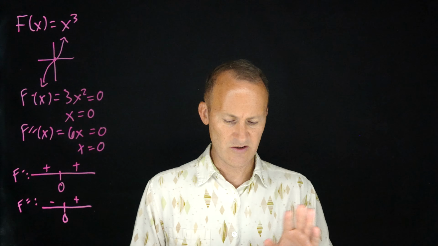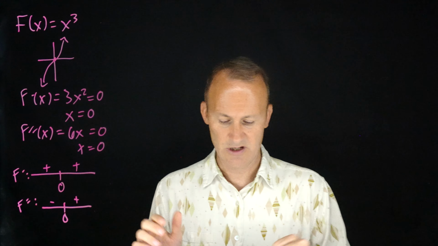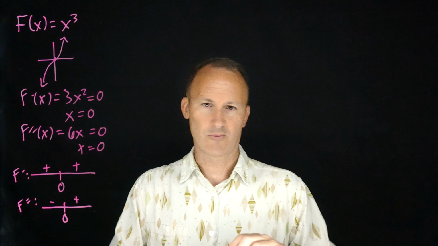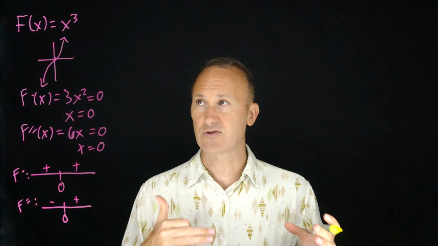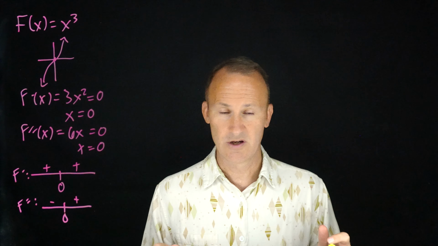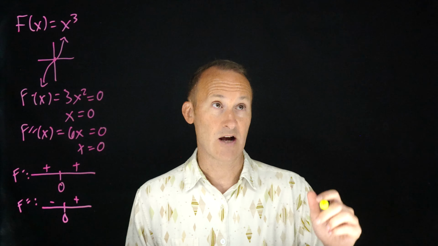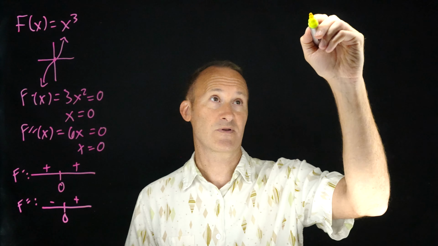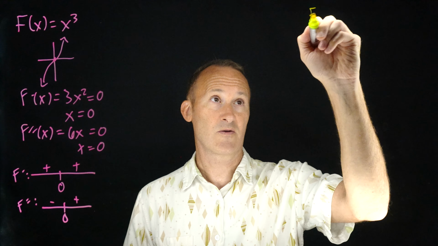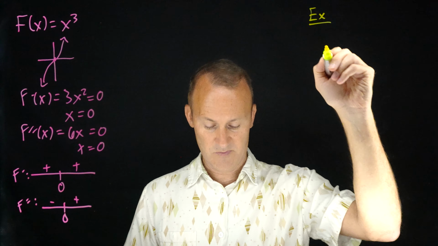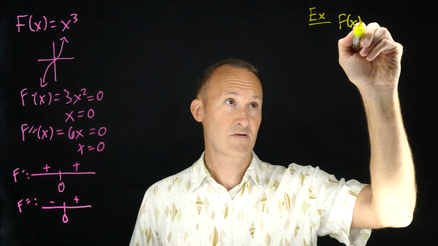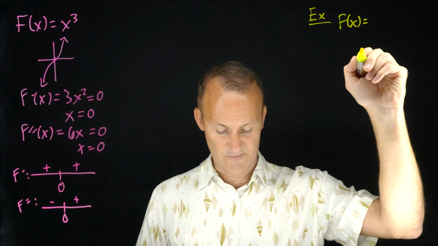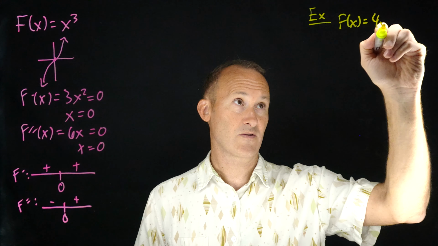Now, we can use all of this calculus to basically graph things. And it can definitely help us. And so let's look at a couple of examples. Let's construct graphs. So let's start with the following example, how about f of x equals, let's go with 4x cubed minus 2x to the 4th.